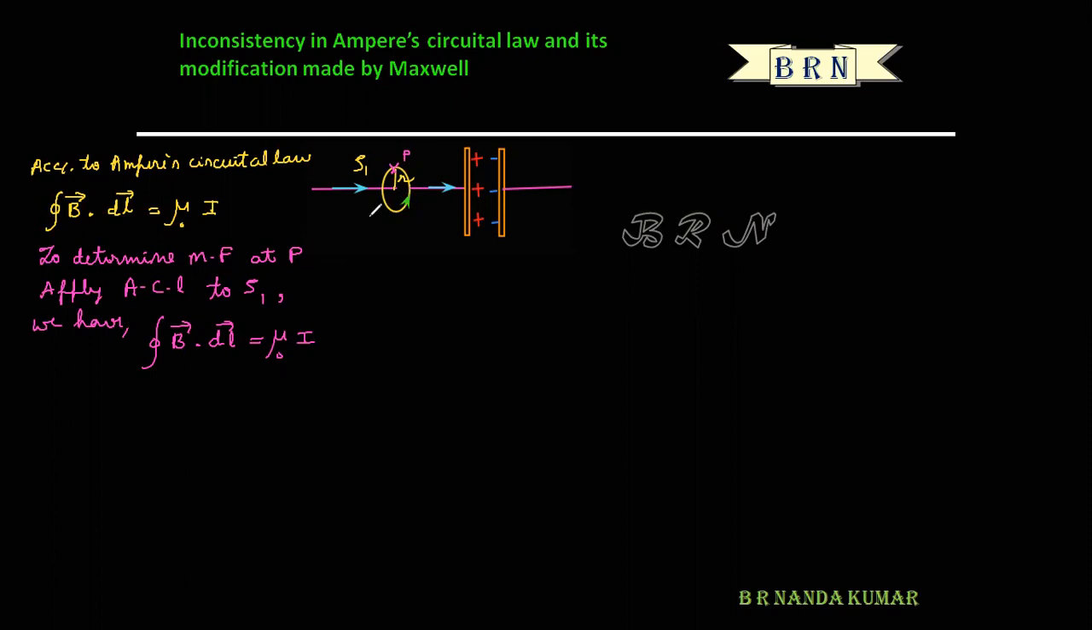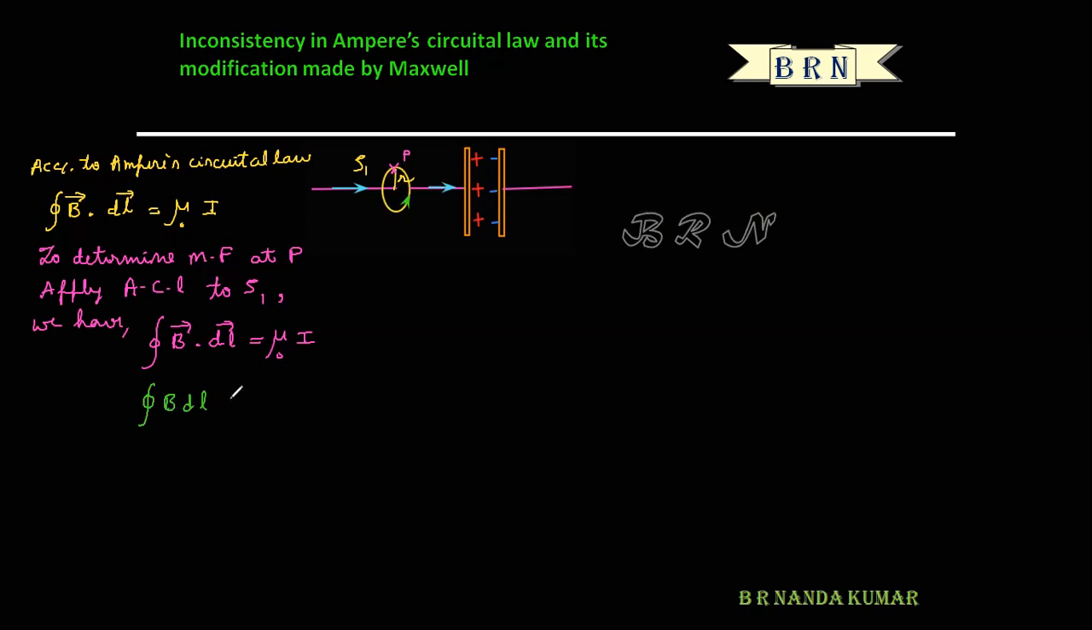So what is the angle between the B vector and the dl vector? That is very important. The direction of magnetic field at each and every point on the perimeter is tangential, and the direction of the dl vector at each point of the loop is also tangential. So the angle between B vector and dl vector is 0. The dot product of two vectors is given by the product of the magnitudes of the two vectors and the cosine of the angle between them.